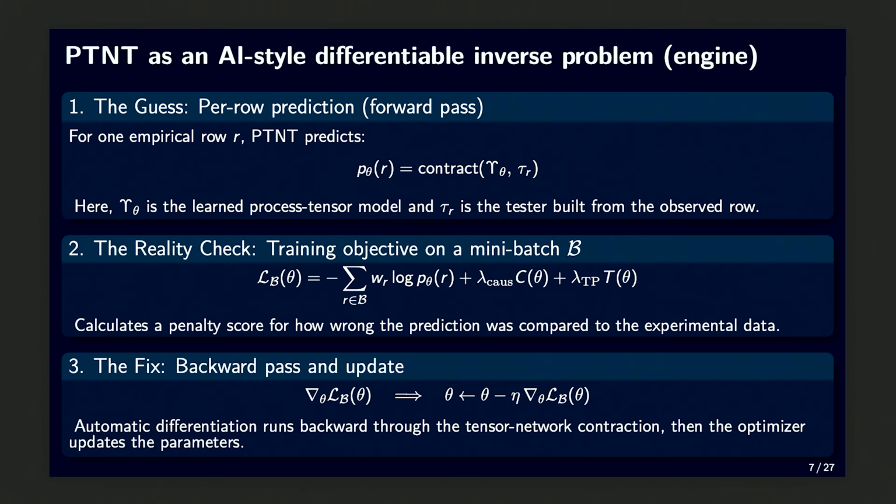Then we do a reality check. We run all of those testers on actual hardware. I might get, for example, 85% 0. So in this case, I'm really wrong. Then I have to do the backward pass and update. We do automatic differentiation, which runs backward through the tensor network contraction, giving us our gradients. And then we use the optimizer to update the parameters.